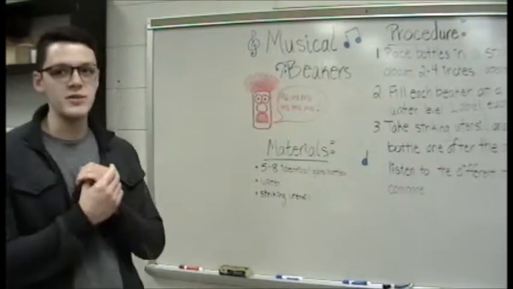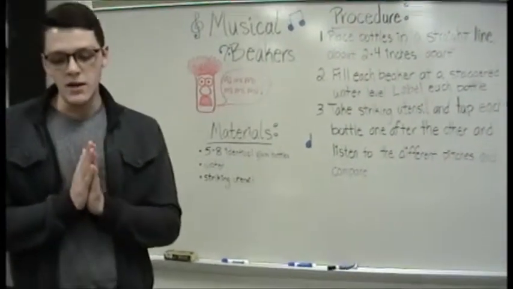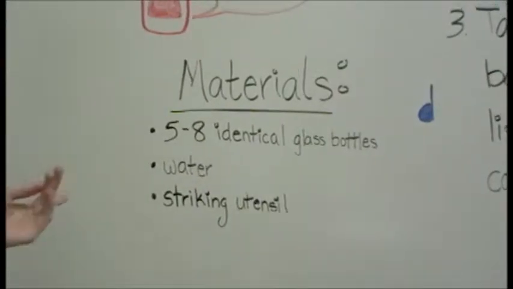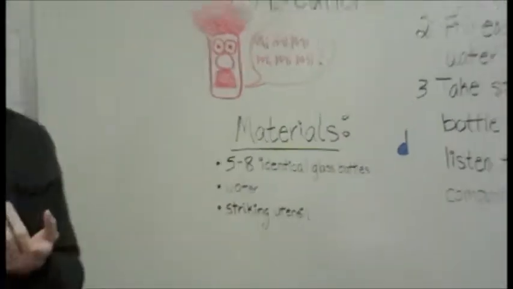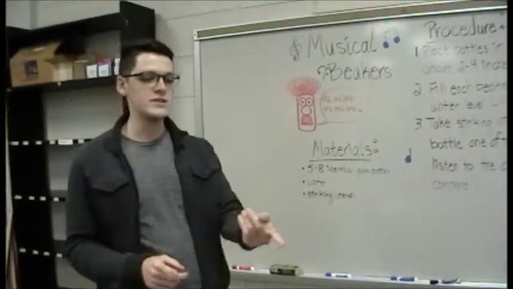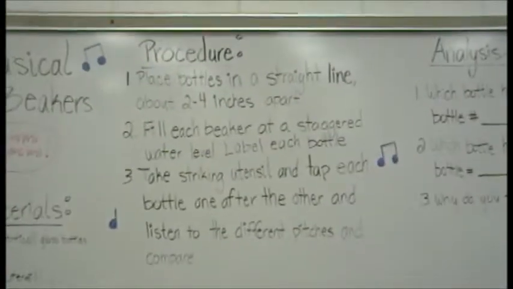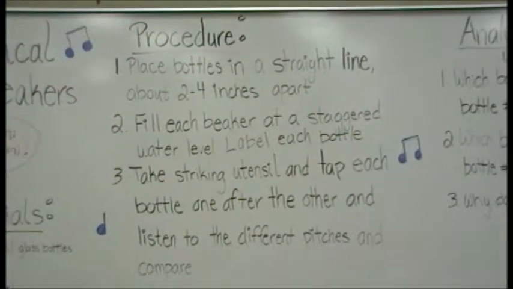Alright, now the materials you're going to need today are 5 to 8 identical glass bottles, water, and a striking utensil. This can be a fork, a spoon, or even just a simple stirring rod. Now what we're going to do is take the bottles and place them in a straight line about 2 to 4 inches apart.